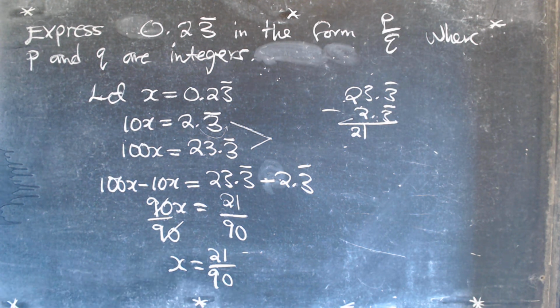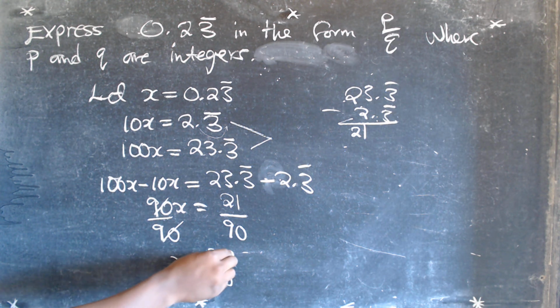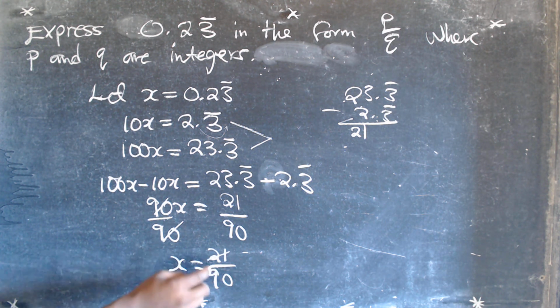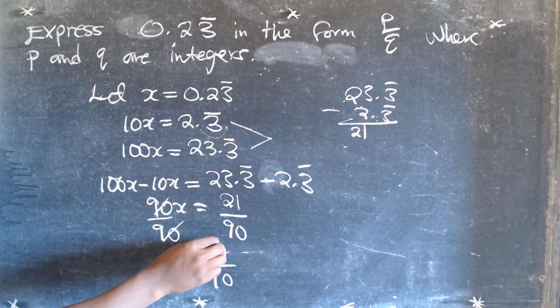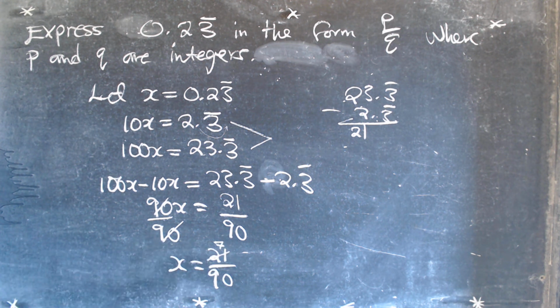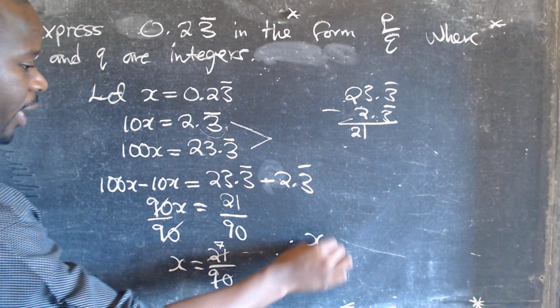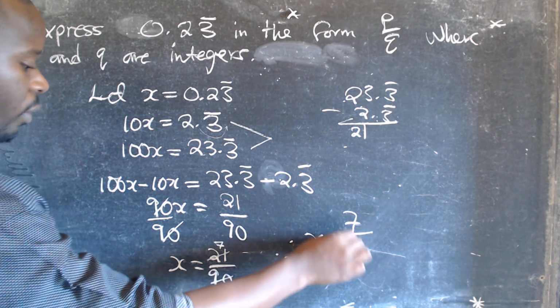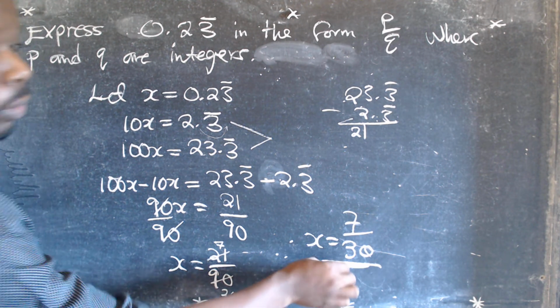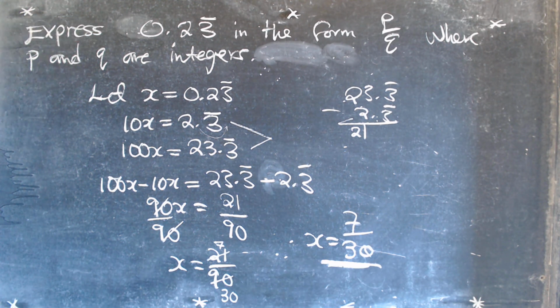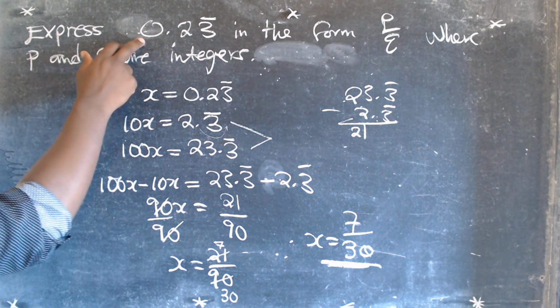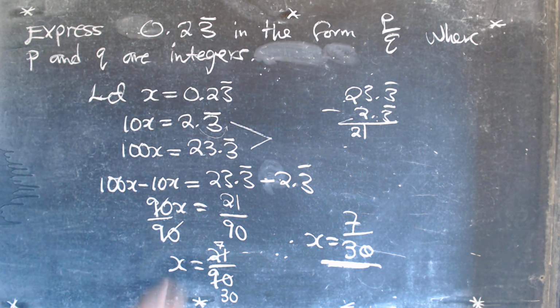Then we find numbers that can go into the numerator and the denominator. In this case, 3 into the numerator 21 gives us 7, and 3 into 90 gives us 30. So the value of x is 7 over 30. That's the way you're supposed to express this in the form P over Q. So we have expressed 0.23 bar in the form P over Q.